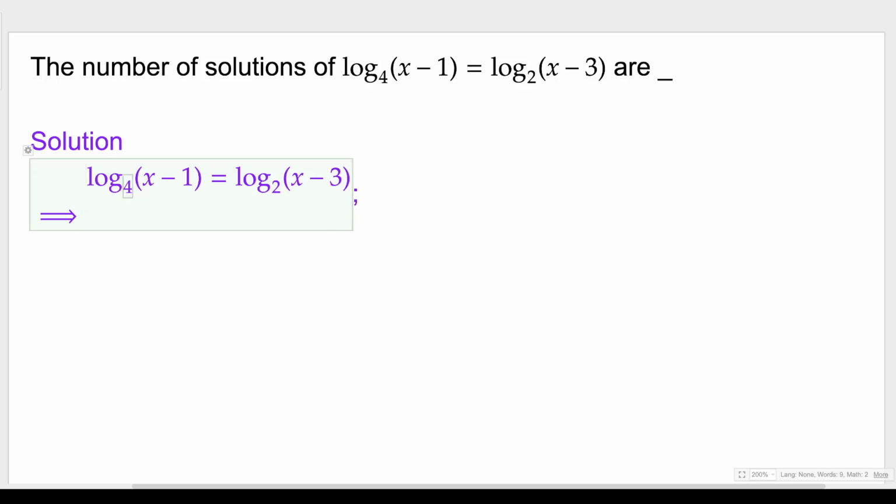In the next step I'll be writing this base 4 as 2 squared, so that the logarithmic base becomes the same. That's why I am applying this particular logarithmic property, right?